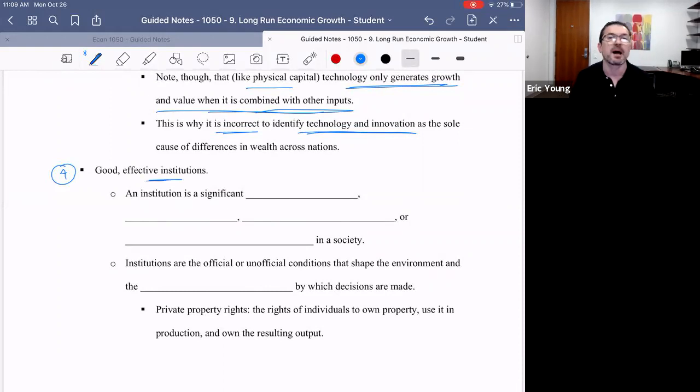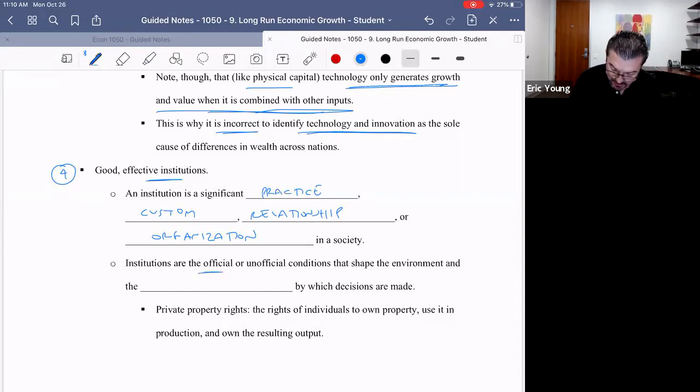We've talked about it a lot. Let's formally define it. An institution is a significant practice or custom or relationship or organization in a society. It's a very broad term, okay? And it applies to lots of different things. It could be practices, it could be customs, relationships, organizations in a society, okay?